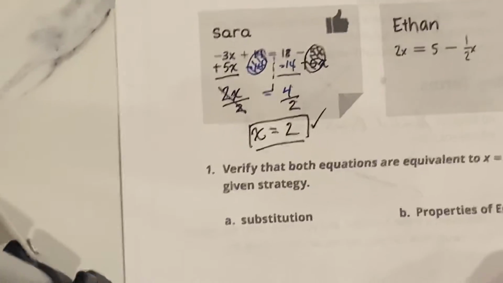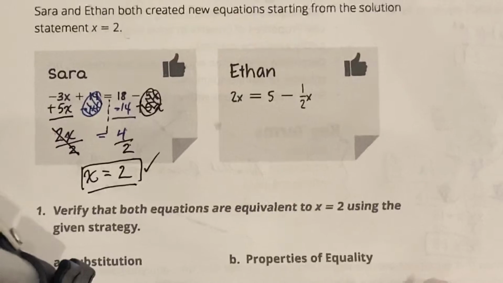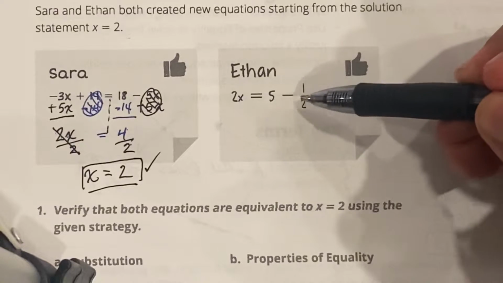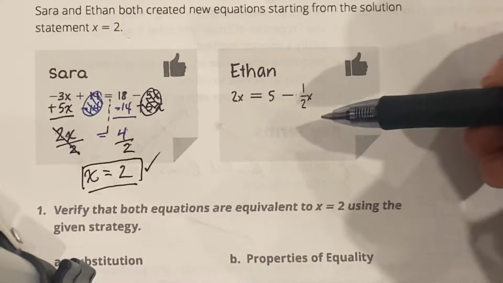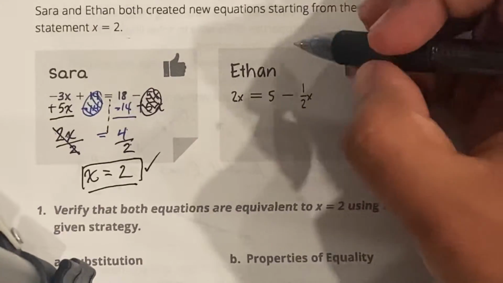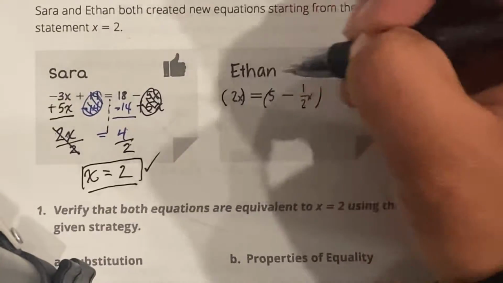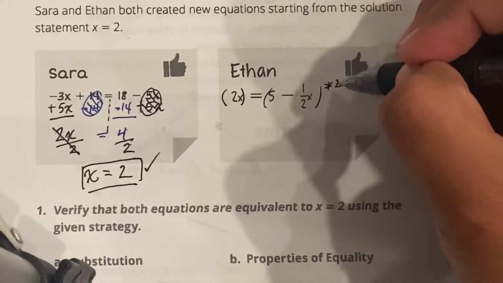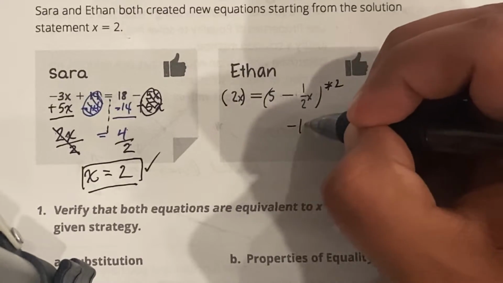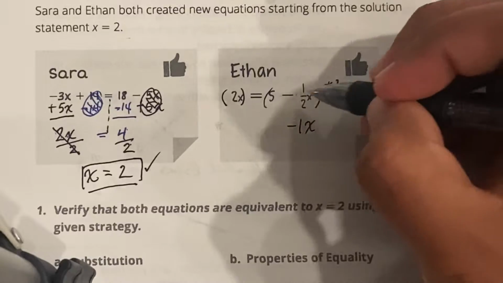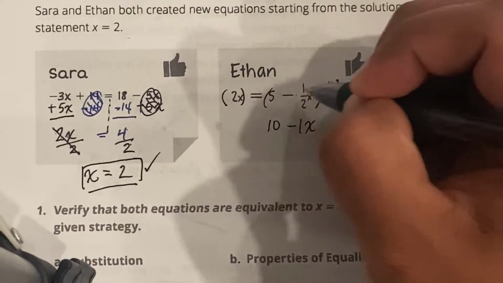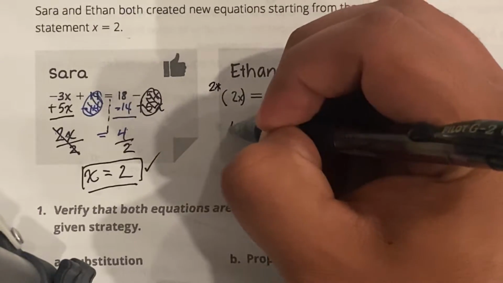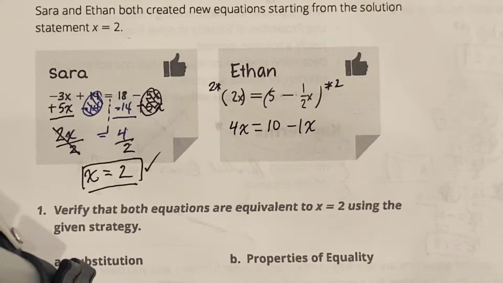Doing Ethan's problem. This one's a little more difficult. Again, just like the warm-up, because I have this fraction, I want to double up. I want to change this into a 1. It makes it look nicer for everyone. Since I'm going to double up, I do have to double up everything inside the parentheses. So 2 times half gives me negative 1x. 2 times 5 gives me a 10. And then 2 times 2 does give me a 4x. And this is a lot easier to work with.